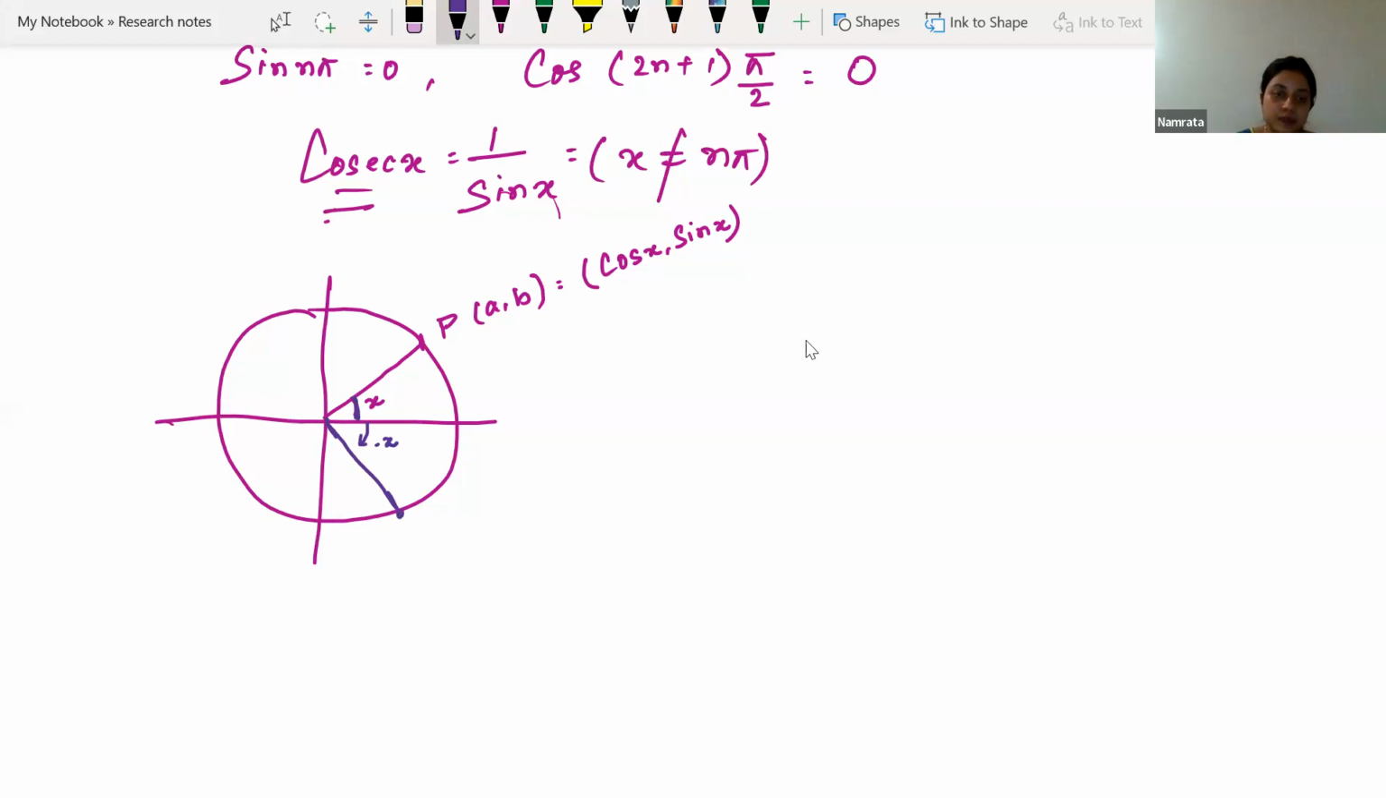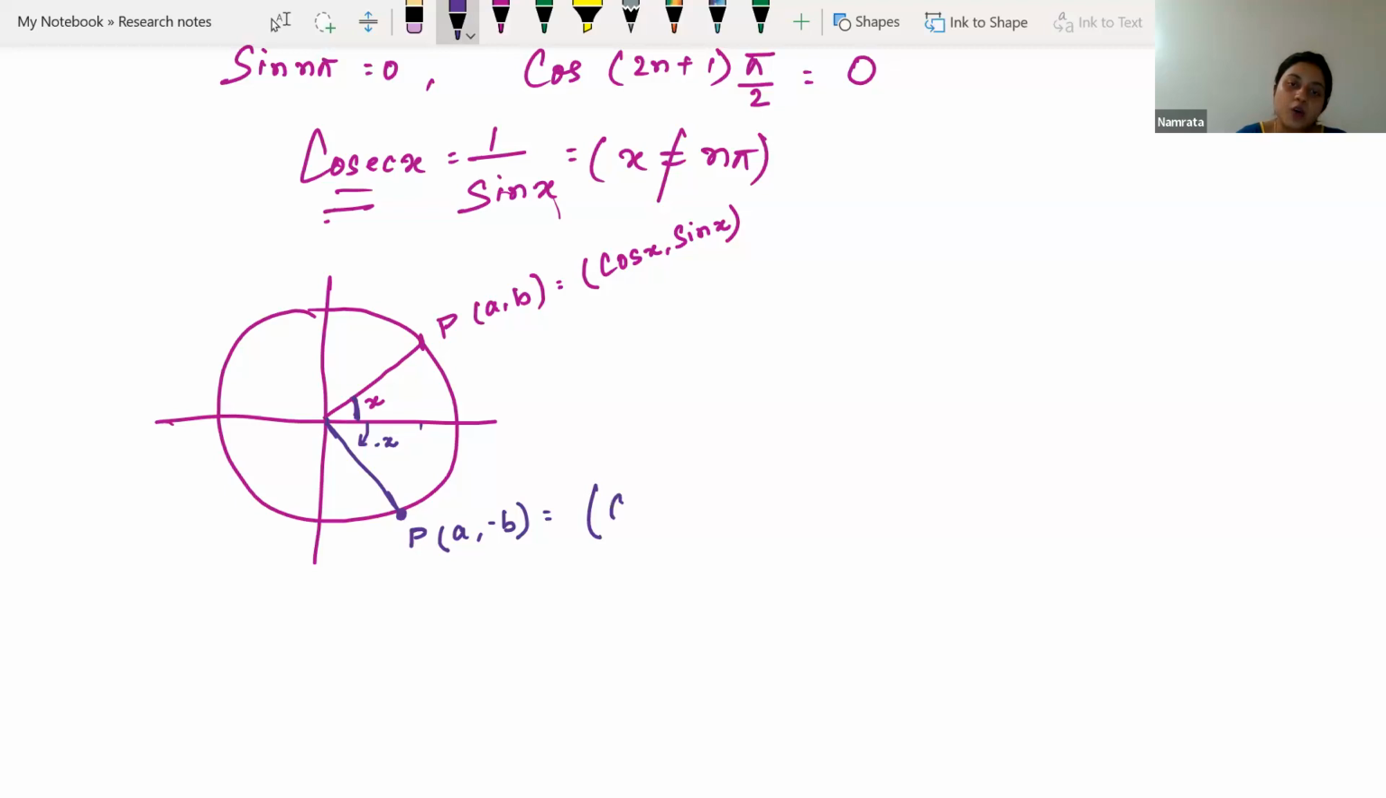So here this is minus x, and let's say the coordinate of P will be, suppose here also the x value is a and the y value will be the negative y value, that is minus b. I'm taking the P coordinate as a, minus b, because it's in the fourth quadrant. Here x will be positive and y will be negative. You can see it. Yes or no? Yes, ma'am.